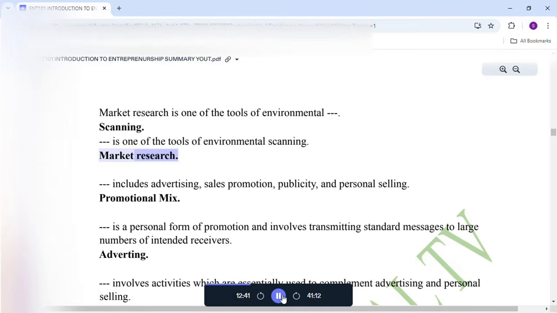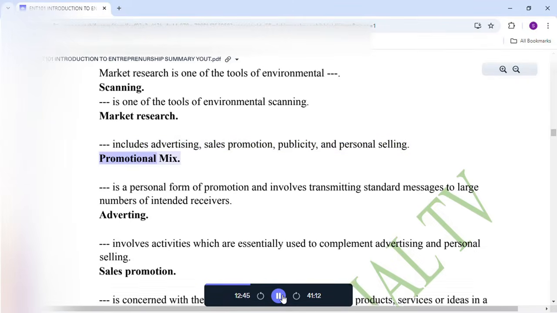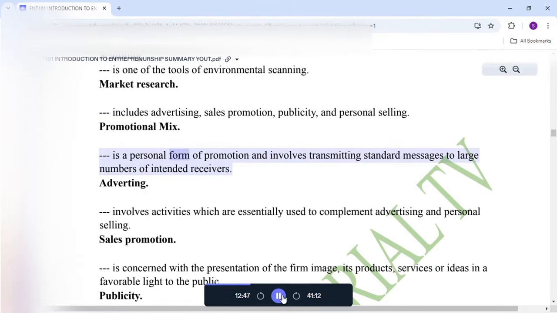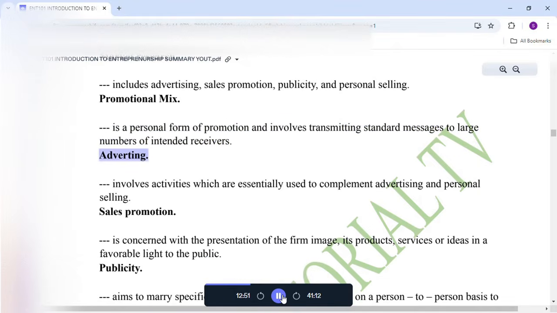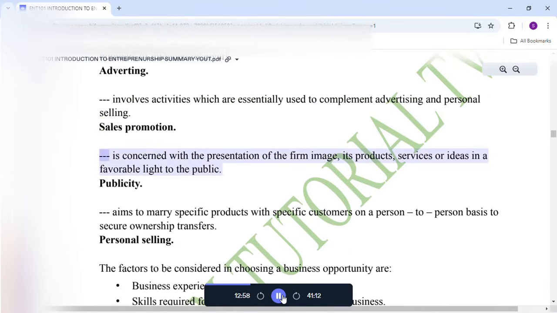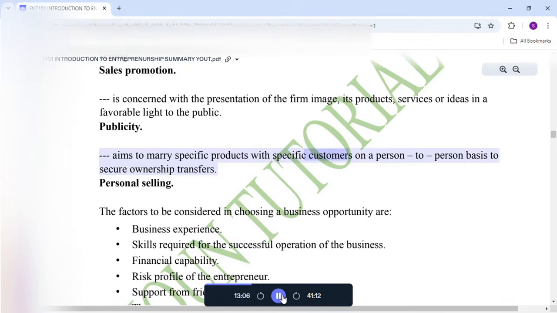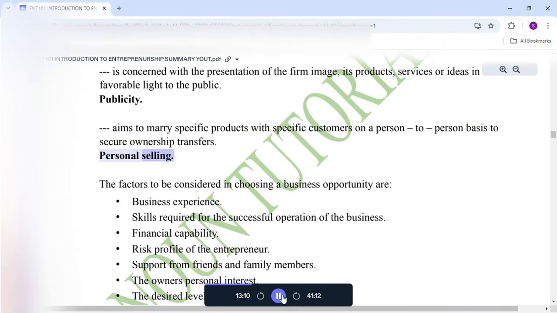The promotional mix includes advertising, sales promotion, publicity, and personal selling. Advertising is a impersonal form of promotion and involves transmitting standard messages to large numbers of intended receivers. Sales promotion involves activities which are essentially used to complement advertising and personal selling. Publicity is concerned with the presentation of the firm's image, its products, services, or ideas in a favorable light to the public. Personal selling aims to marry specific products with specific customers on a person-to-person basis to secure ownership transfers.